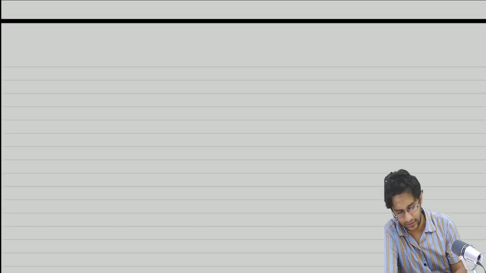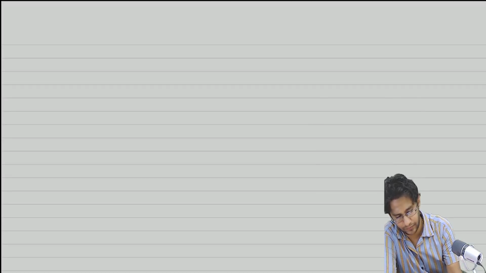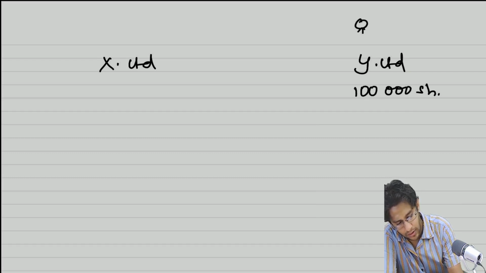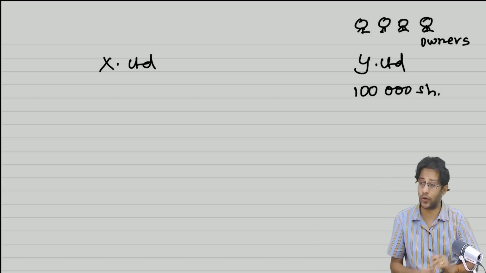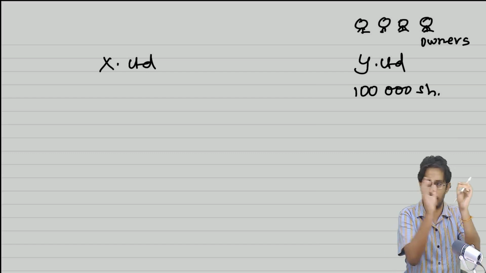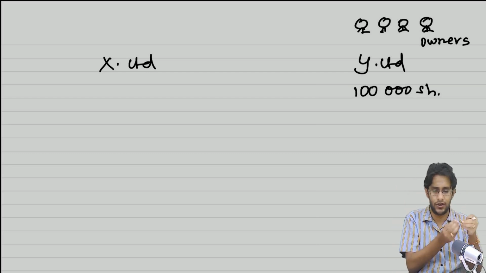There is one more case, a very interesting case. Look at this. X Limited and Y Limited, 2 entities are there. In Y Limited, 1 lakh shares are there. These 4 people are the owners of Y Limited. They are holding 1 lakh shares in Y Limited.